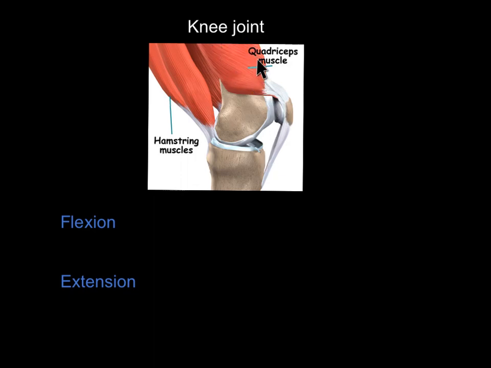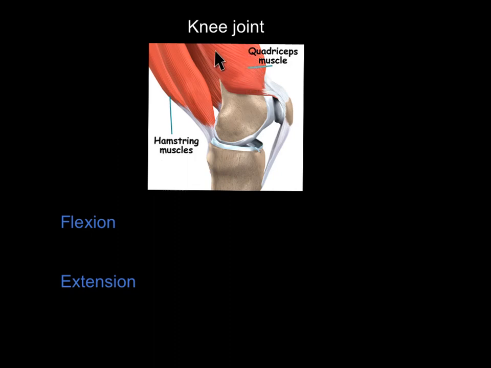Quadriceps on the front of your thigh, hamstrings on the back of your thigh. When you contract the hamstrings, that will flex the knee joint. It will pull, as you can see there, look, the hamstring is attached to the top of the tibia, the top of your shin bone. So when this contracts, it's going to pull the shin or your tibia behind you. So it's going to flex the knee joint.